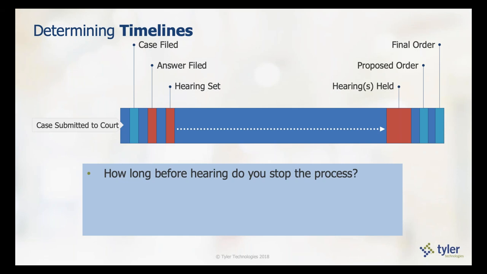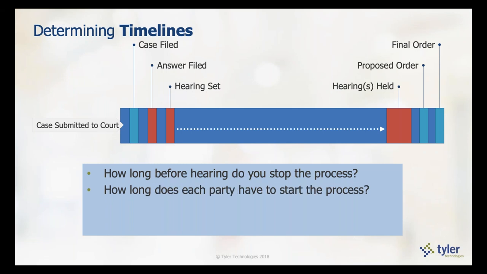Okay, so how long before your hearing do you stop the process? Let's say we're doing a small claims case. On a typical small claims case for you, from the time that you set the hearing until the hearing's held, that's typically an 80-day window. Maybe you want to say, hey, I need about 10 days to make sure that I have everything ready to provide to the judges in court. So I want to give them 70 days to do that. Or maybe it takes you only one day to do that, so maybe you would allow them a 79-day window to negotiate. But whatever it is, you need to think about how long before your hearing happens you want to stop, because you can work back from that time.